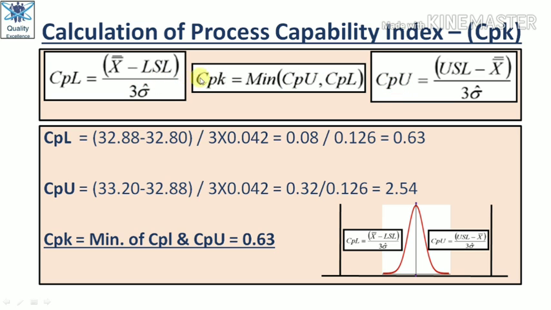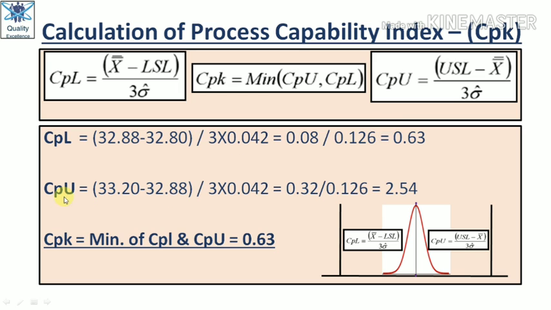And what will be your CPK? CPK will be the minimum of CPU and CPL. Whatever the minimum figure is, that will be your CPK. So now let us calculate both capabilities. CPL is equal to, we have already calculated our X double bar, that is 32.88, minus our LSL, which was 32.80, divided by 3 sigma, that is 3 into our sigma, which is 0.042. So if we calculate this, then our CPL will be 0.63.